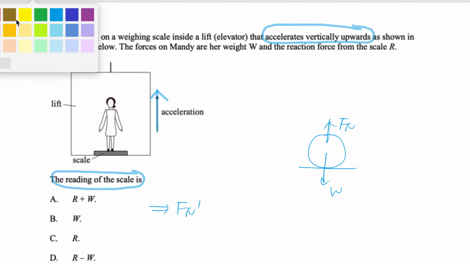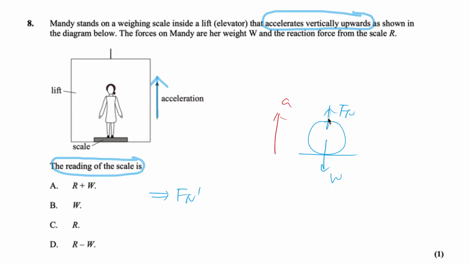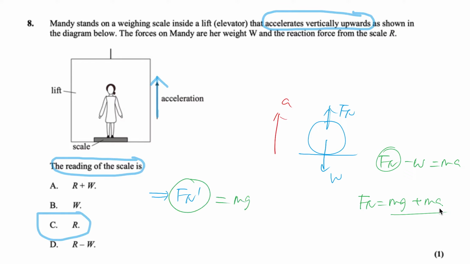Okay. So because it's accelerated upward, then we don't even know what the acceleration is. So the rating on the scale is Fn dash, which equals Fn. Okay, just Fn itself. Which is just this R, the reaction force from the scale. If they do give you the acceleration, because now it's accelerating upwards, we know Fn minus W equals Ma. Yeah, so if you want to figure out Fn, Fn just equals Mg plus Ma. Okay, yeah. So when it's accelerating upwards, the number shown on the scale is much larger than your weight. Okay, Fn equals Mg plus Ma. Therefore, your Fn dash obviously also equals Mg plus Ma.